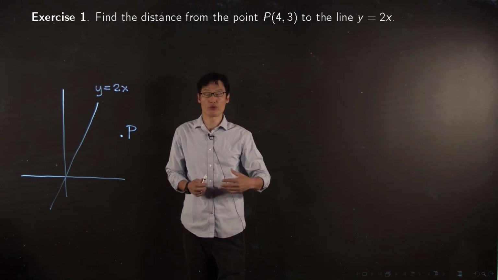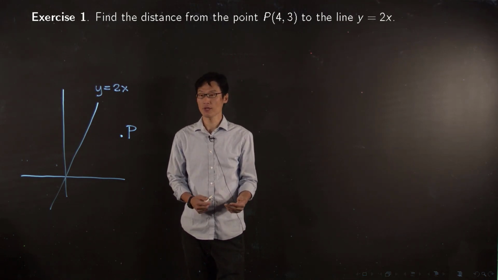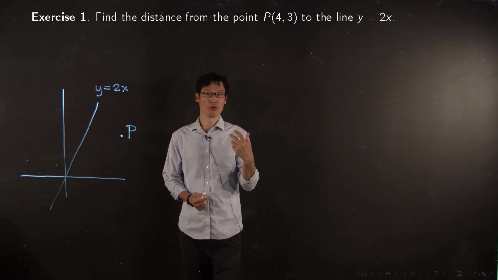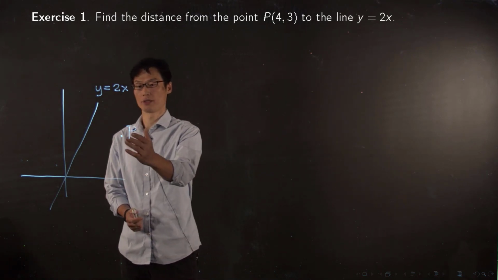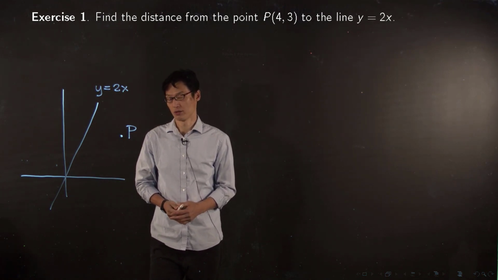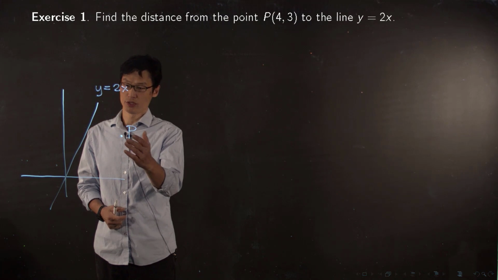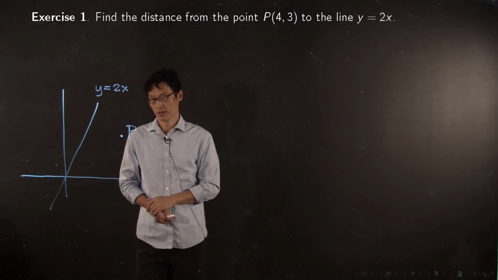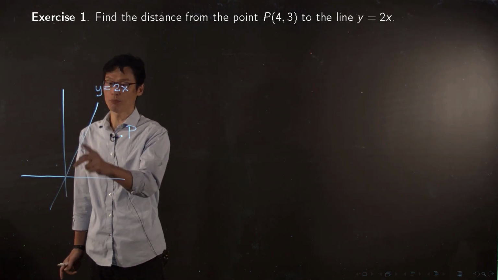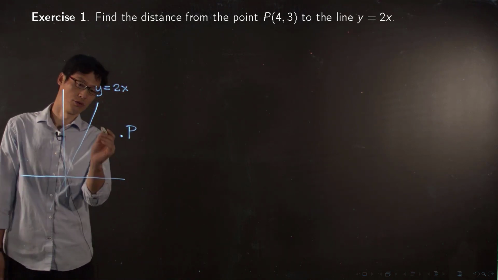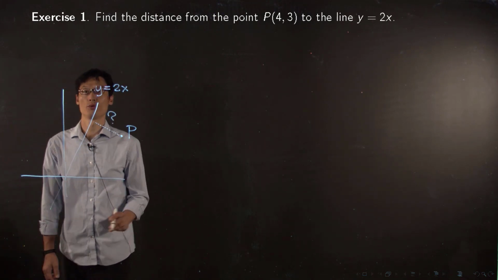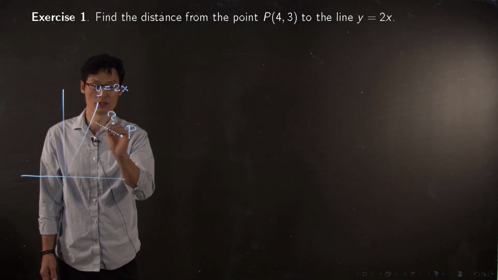All right, we are ready to discuss one nice problem involving vector projection. So the problem is, we want to find the distance between this point P to the line y equals 2x. By definition, the distance between this point and this line is the smallest distance between this P and any point on this line. So the distance is going to be the length of this guy. So we are after this length.